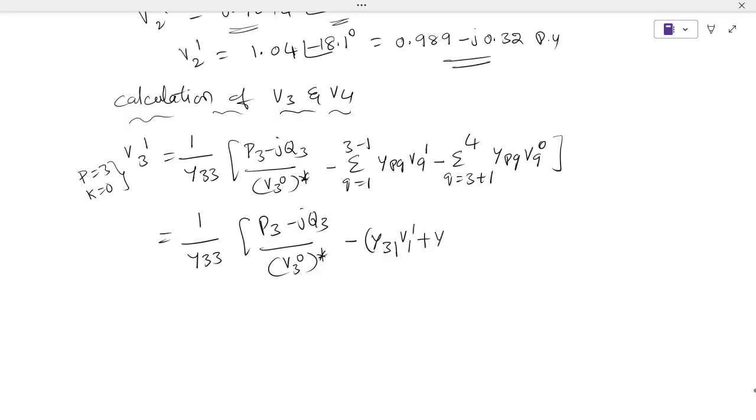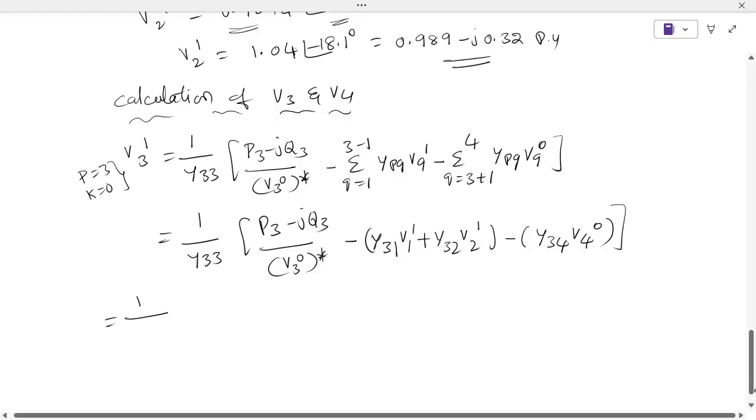Okay, Y32, where 3 is the P value, times V2 1, close the bracket. Minus this term, where Q is equal to 4 to 4, that means Q is equal to 4 only, one value, that is Y34 V40. Now substitute all the values.